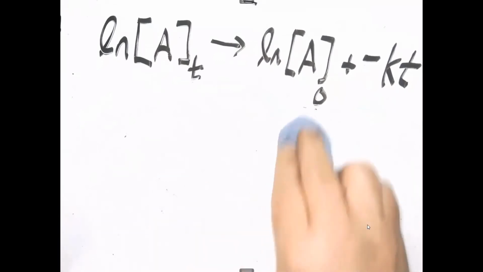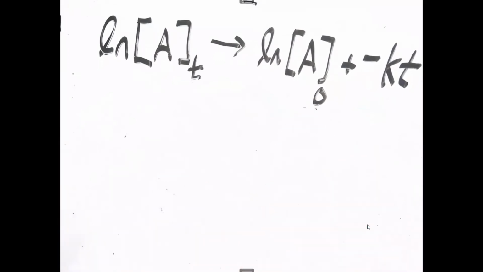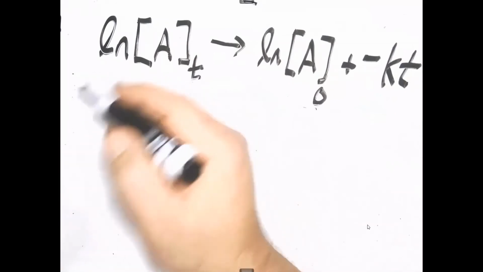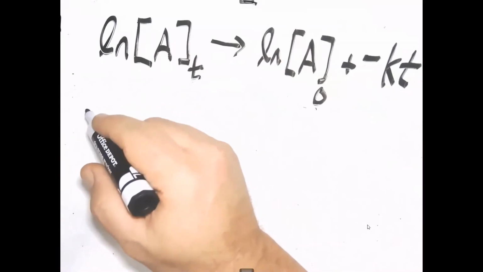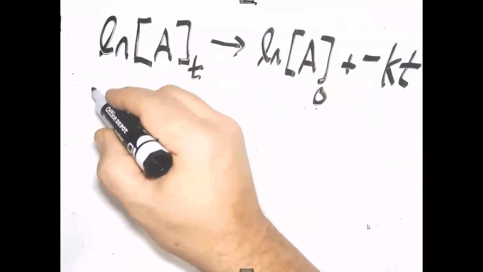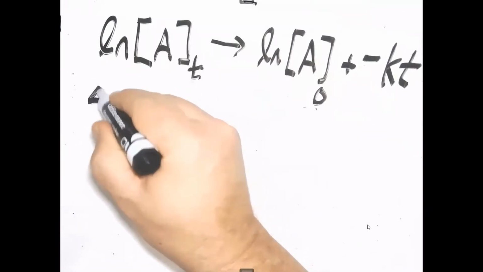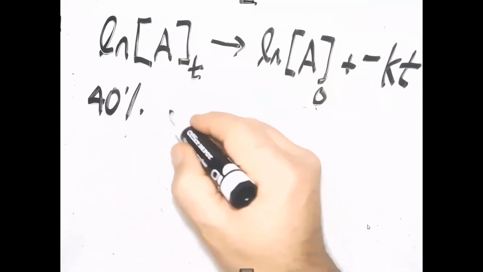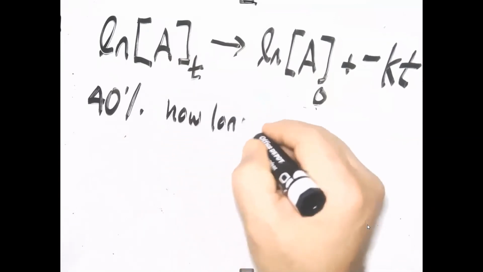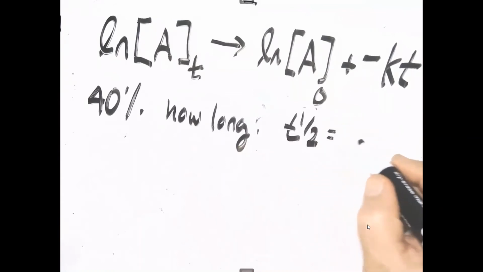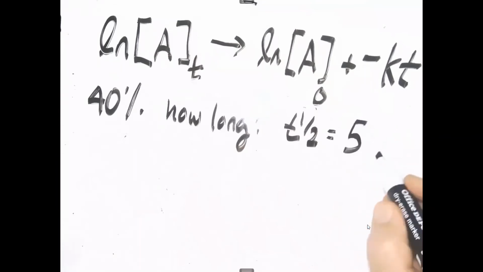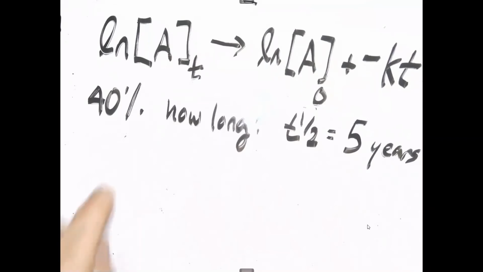What I'm going to do is give you a problem. We're going to use this problem to figure out something. We're going to say that we have some element, and we're not even going to bother with what the element is. We're just going to say, hey, if we know the half-life, how long will it be until we have, say, 40%? Okay, how long? And we're going to say that the half-life, T1/2, is going to be 5 years.